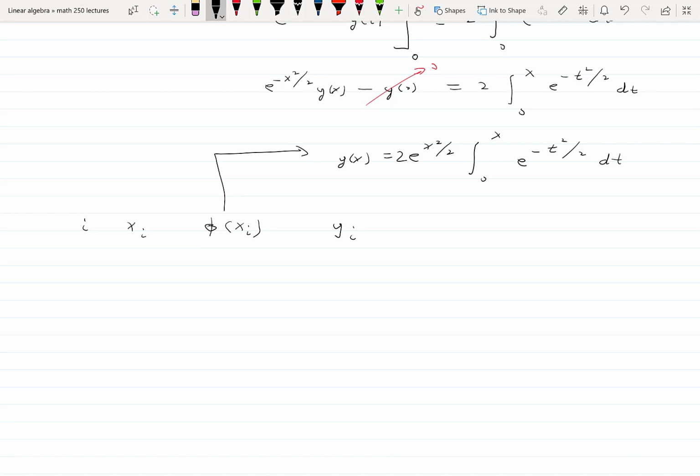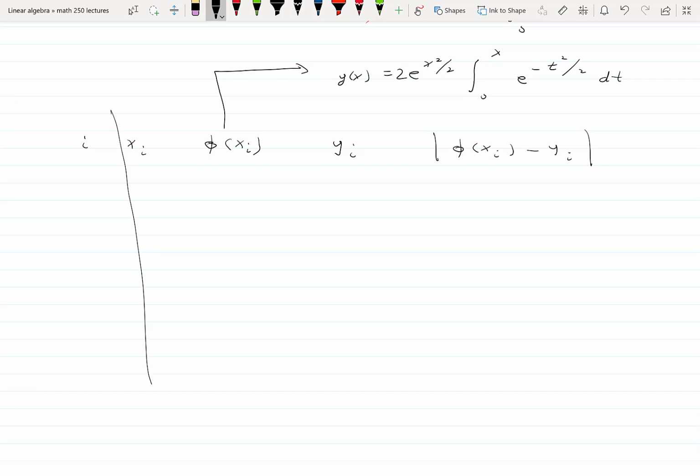y sub i is the approximate solution, and then my error. My error is, I think it's often referred to as absolute error, because error is really true value minus estimate. So this is sort of the absolute error. And let's fill in this chart.